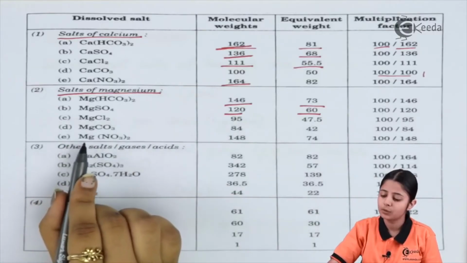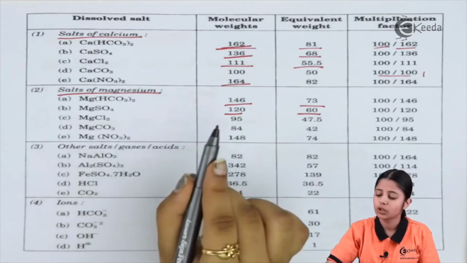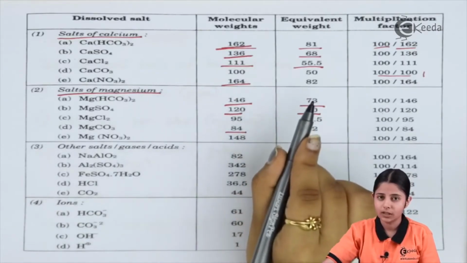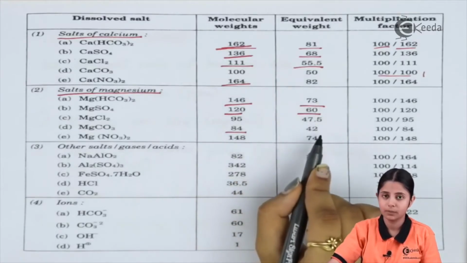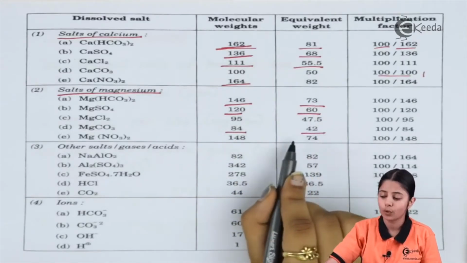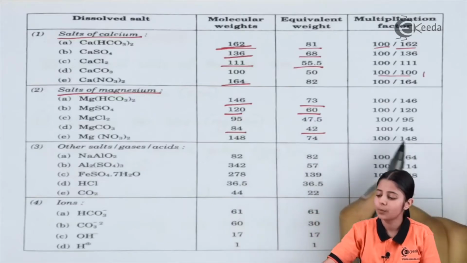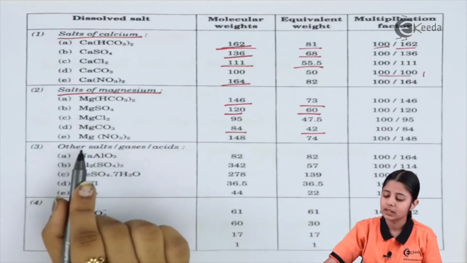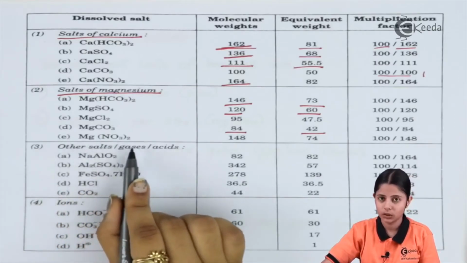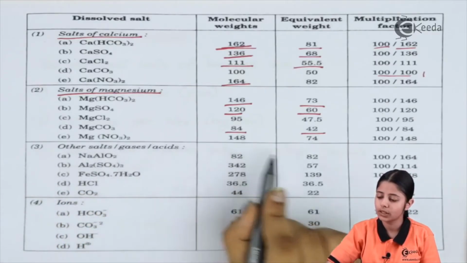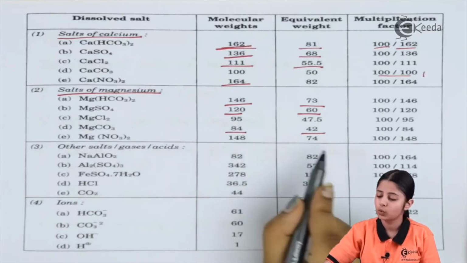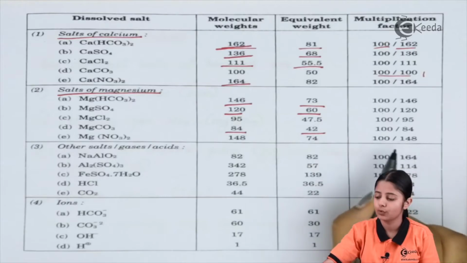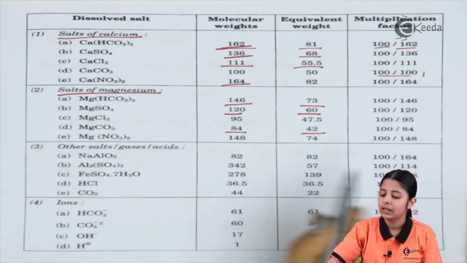Moving on, we have MgCO3. The molecular weight of MgCO3 is 84. When I find the equivalent weight of it, it will be 84 divided by 2, which boils down to 42. So this is 100 upon 84 or 50 upon 42. Lastly, we have Mg(NO3)2. This is 148. Dividing 148 by 2, I get 74. So this will be 100 upon 148 or 50 upon 74.